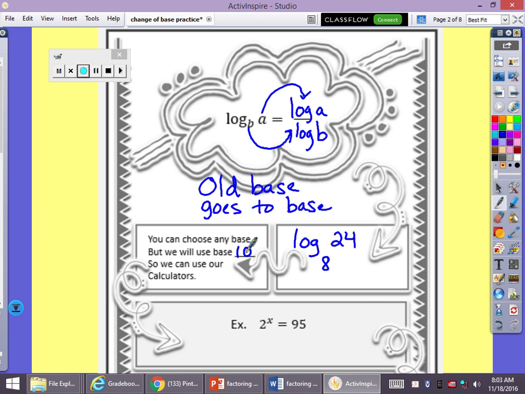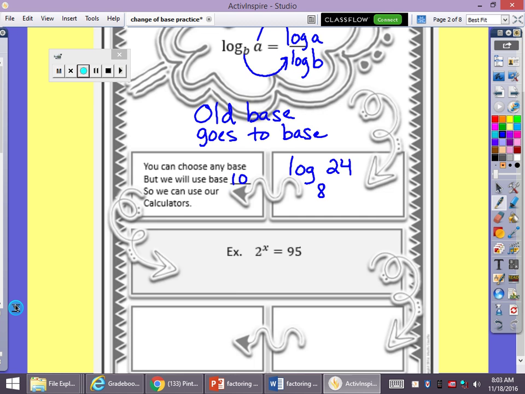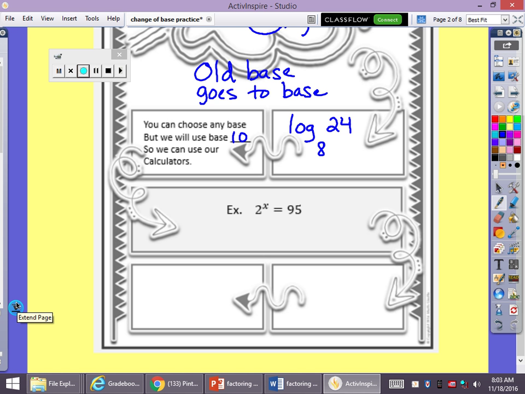And now we're going to look at an example. I'm going to move the screen up. My example is 2 to the x equals 95. I'm going to show you 2 ways to do this problem, and you decide which works best for you. One way we'll be using this, another way is just another type of algebra.